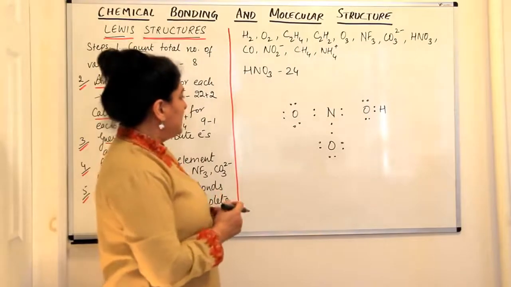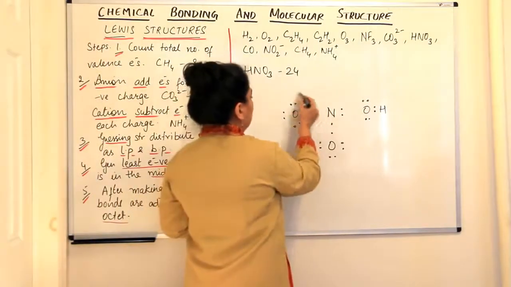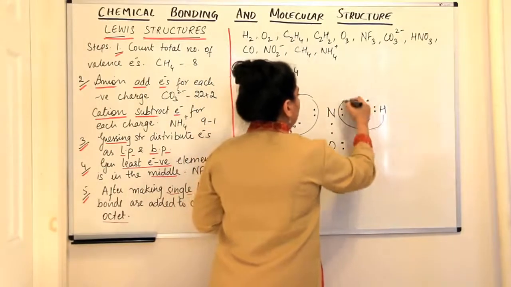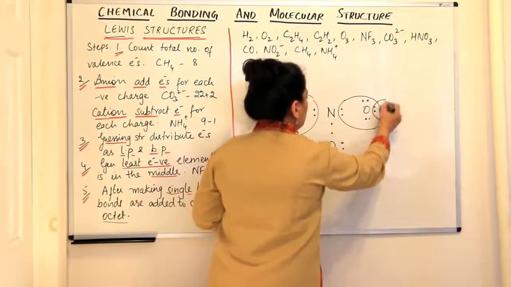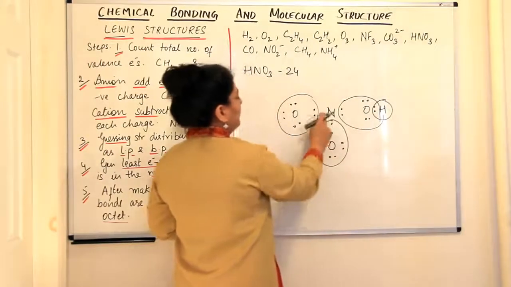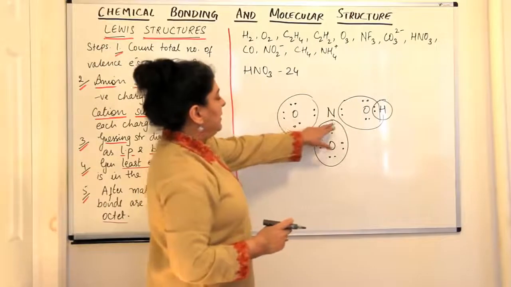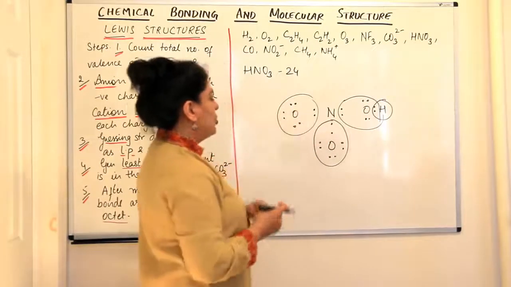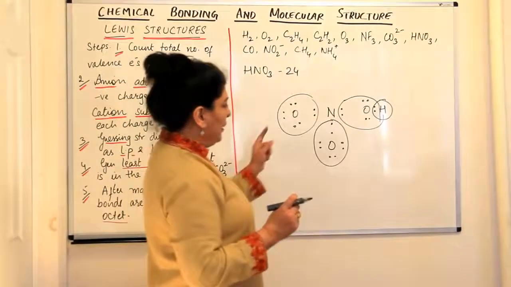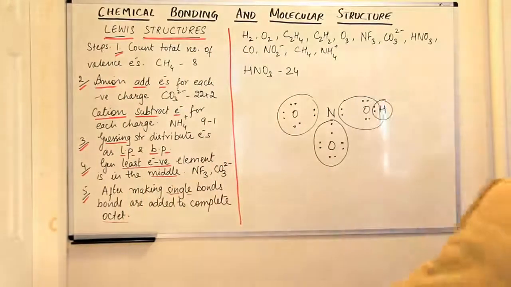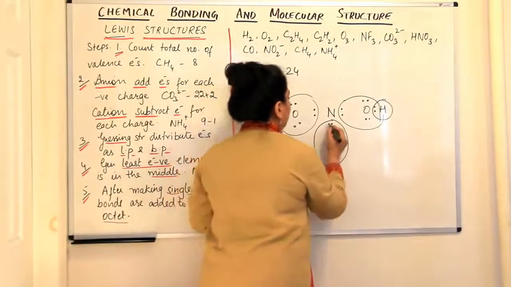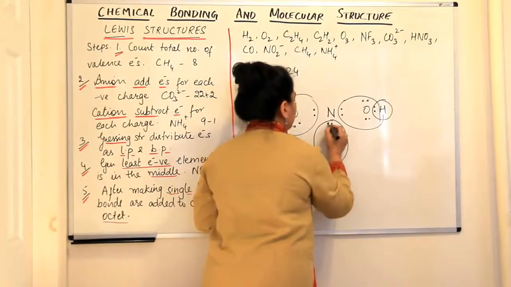Now the problem here is that every oxygen has 8 electrons. This has 8. Do you see here? This has 8. Hydrogen has 2. And this oxygen also has 8 electrons. The problem is with nitrogen, just like the carbonate ion, it now has only 6 electrons. So in order to complete its octet, one of the oxygens will move its electrons here and make a double bond with nitrogen.